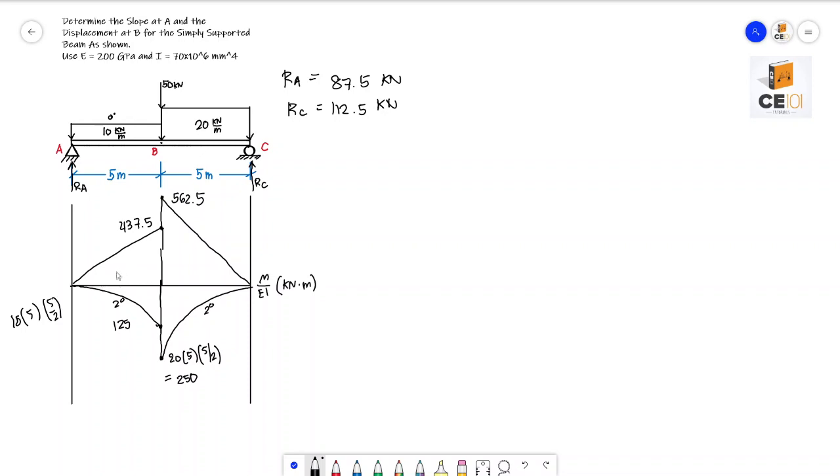So, apply na natin yung conjugate beam method. So, itong part ng beam na to is yung real beam. Tapos, ito yung conjugate beam natin.